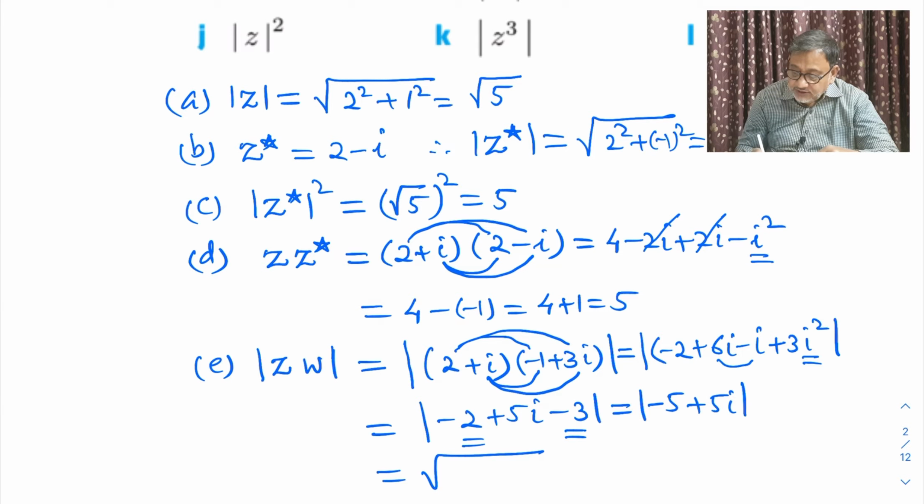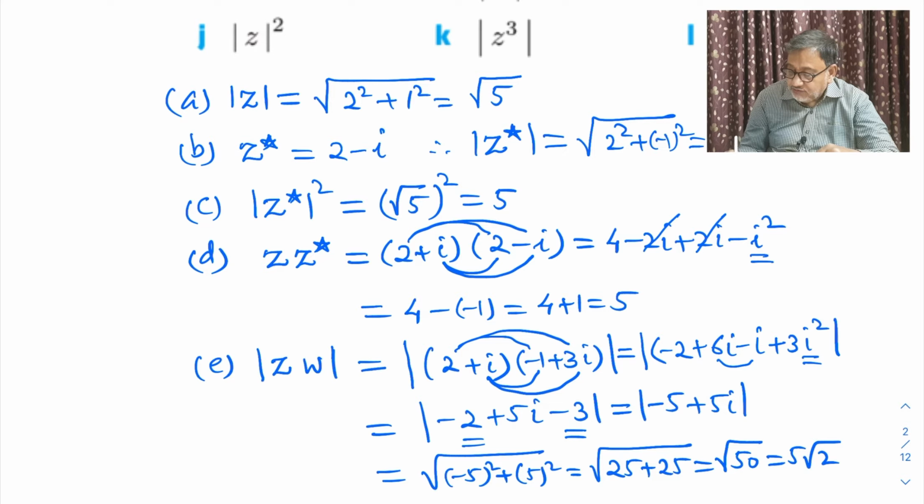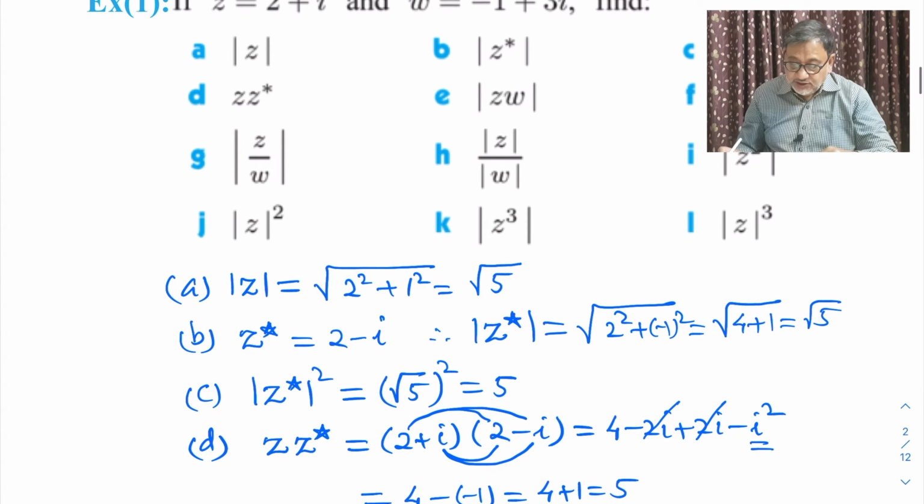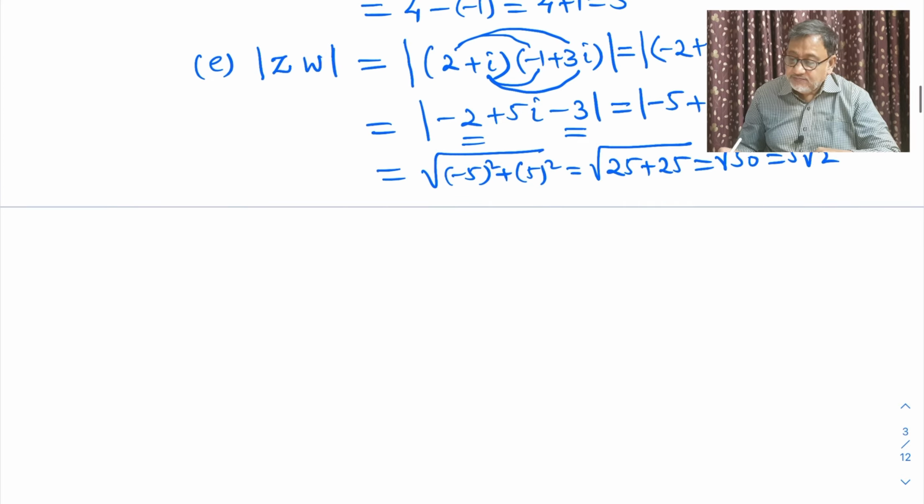Now according to the definition, this will be square root of minus 5 square plus 5 square. So square root of 25 plus 25, which is 50, and that is 5 root 2. Okay then. Now next one, F part of it. Modulus of z into modulus of w.